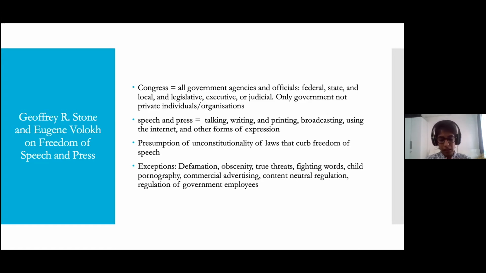And the third thing he discusses is that there is a sort of presumption of unconstitutionality of laws that curb freedom of speech. There are exceptions to this presumption. And when we look at these exceptions, we look at two kinds of speech. First is speech that is protected under the First Amendment, and speech that is not protected. So in the unprotected category, there are two broad kinds of regulation that he highlights. One is content regulation, and the other is non-content regulation.